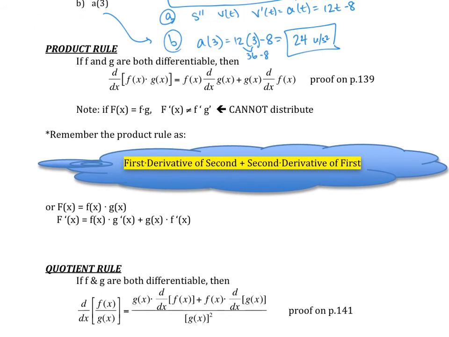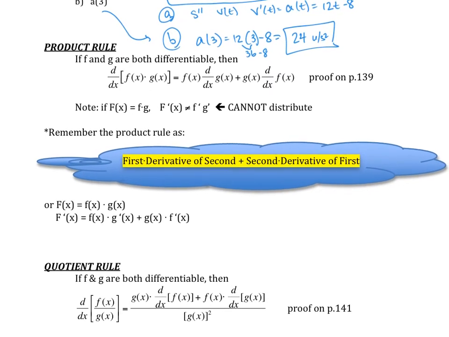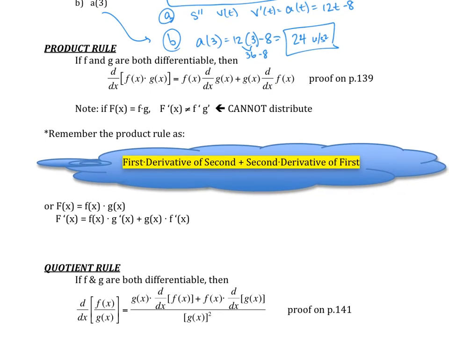So if f and g are both differentiable, then the derivative using the product rule of f of x times g of x would be the first times the derivative of the second plus the second function times the derivative of the first. Your author shows you why this is true. Stewart shows it on page 139, so you can take a look there, and I'm not going to go through all the steps on that.